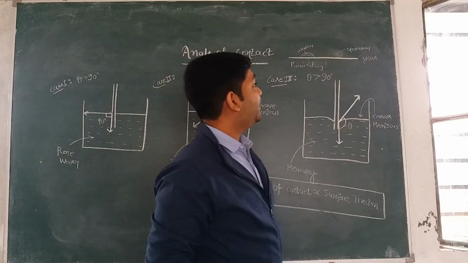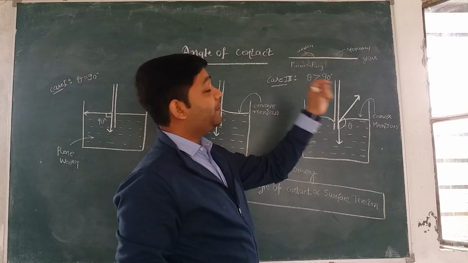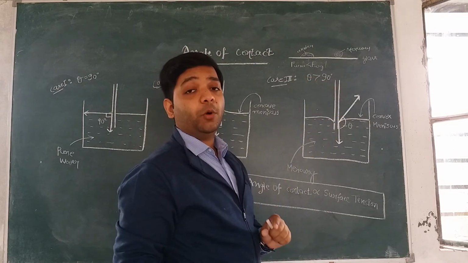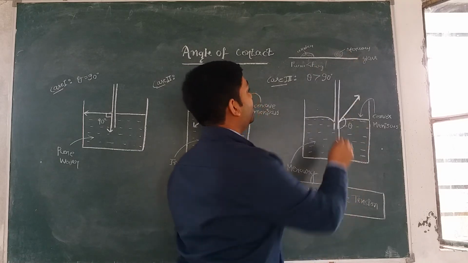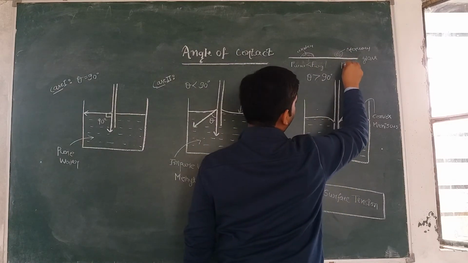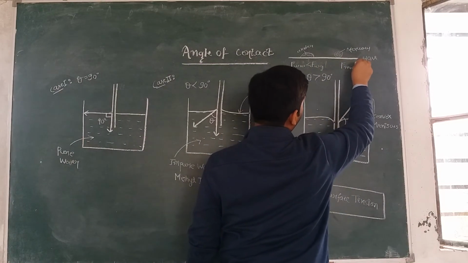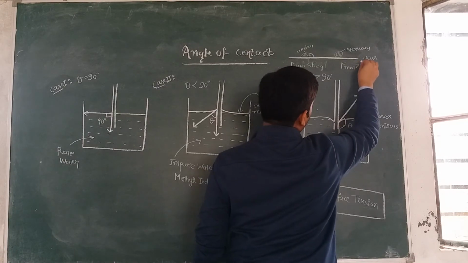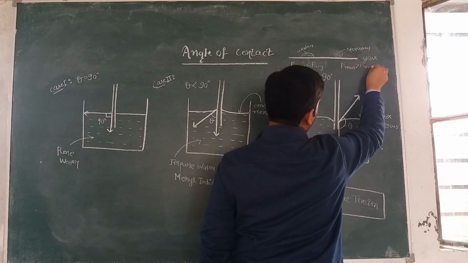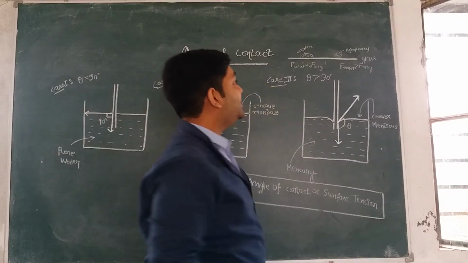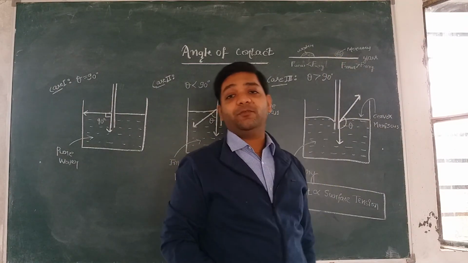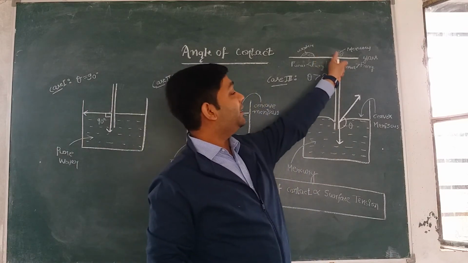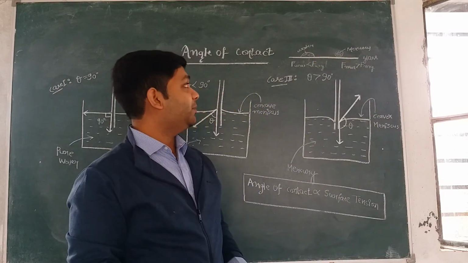Now if we talk about mercury, the force between the mercury molecules is greater than the force between mercury and glass molecules. So we can write: force between mercury molecules is greater than force between mercury and glass molecules. In other words, in this case the cohesive forces are greater than the adhesive forces. So the mercury drop is spherical in shape, right?